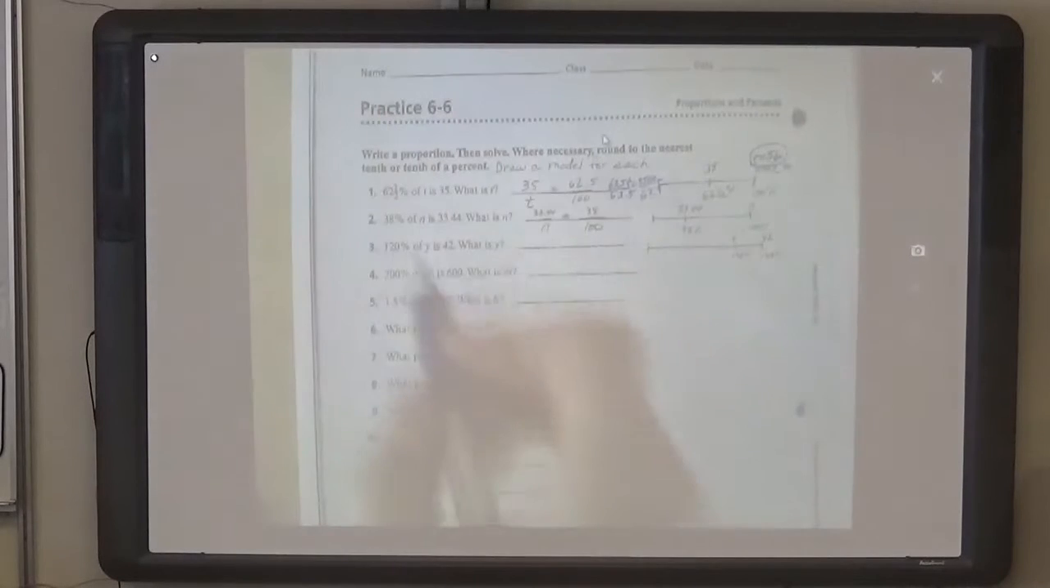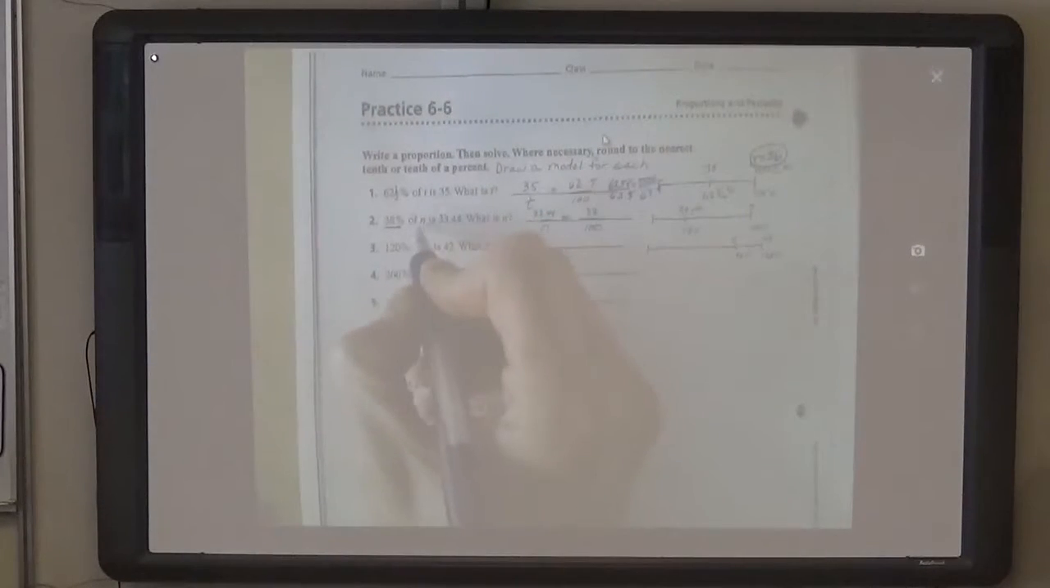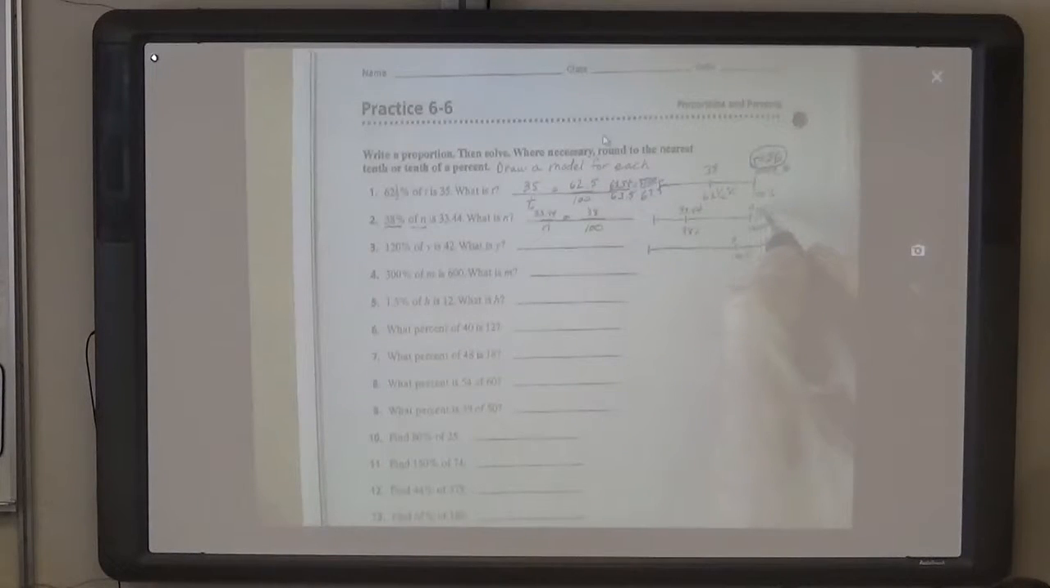How about the next one? Again, 38% of n, so n is the whole number. 38% of n is 33.44. So what are we doing? 33.44, is that the part or the whole? That's the part. So on the model, it goes above 38%. 33.44 is 38%. N is the whole.